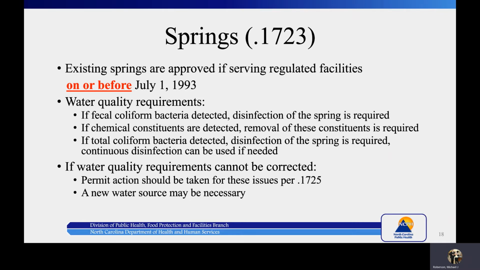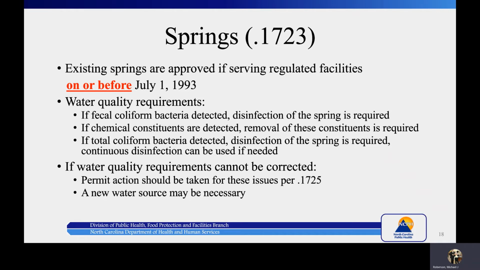But we need to also make sure that they are in compliance with the 1700 rules. So existing springs are approved if they are serving regulated facilities on or before July 1st of 1993. Again, when I worked in the mountains, I did have a couple of places that were operating prior to July 1st of 1993 and had those springs in use before then. So if they were in operation and serving a regulated facility on or before that magical July 1st of 1993, they were approved. Now, that does not exempt them from having to meet water quality requirements.